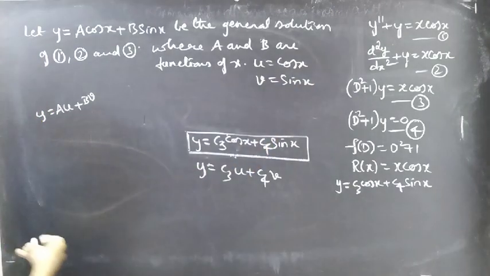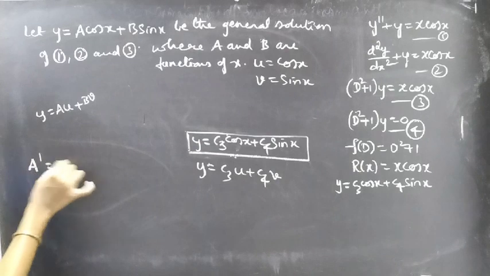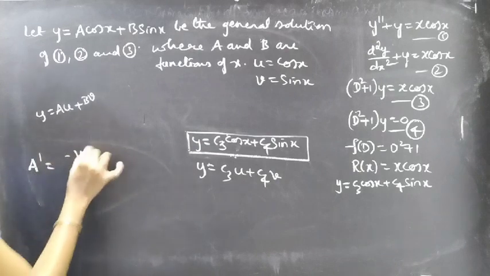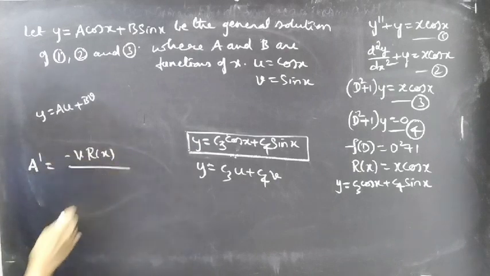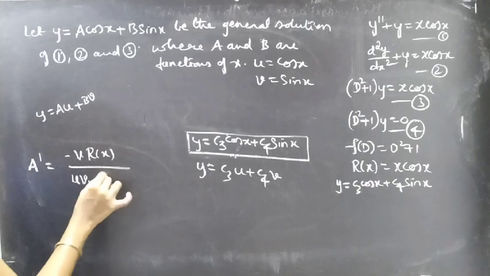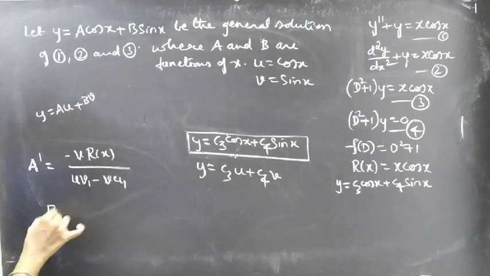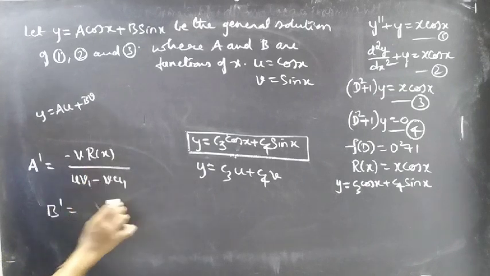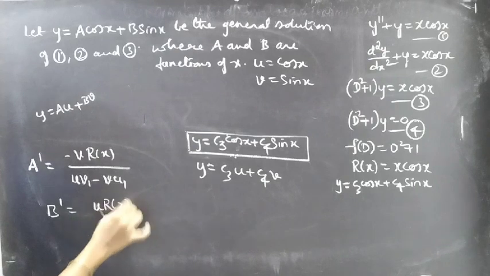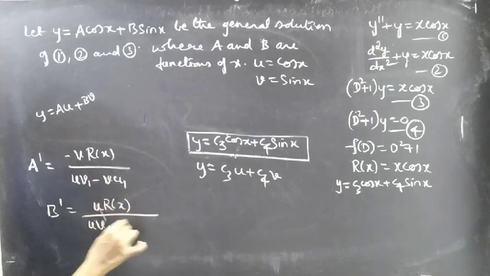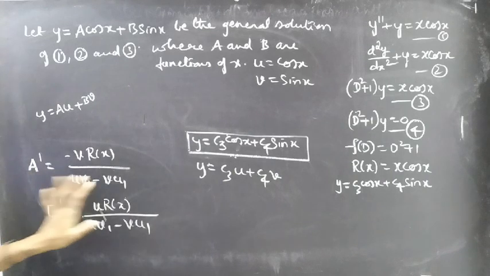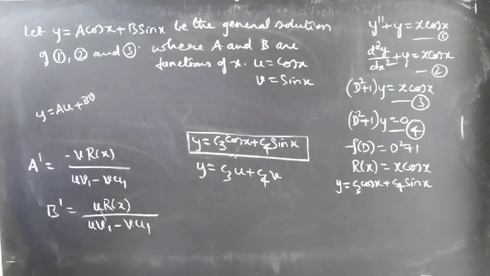Now we'll find a dash and b dash using formulae. A dash is given by minus v into r of x by (u v1 minus v u1), and b dash is given by u into r of x by (u v1 minus v u1), right? If you notice, you have u v1 minus v u1 in both formulae. So firstly we'll begin with u v1 minus v u1, and later we'll find a dash, a, b dash, b.